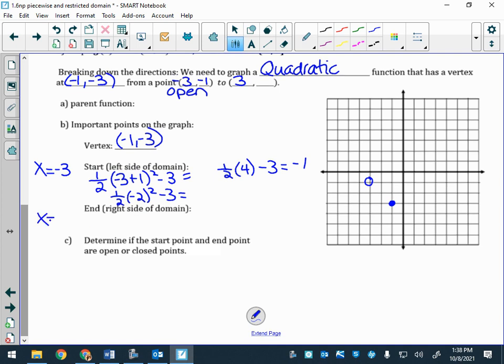X equals 3. I'm just going to write it out. What is our corresponding y value? Louise? 5. So at 3, 5, is that going to be open or closed? Go ahead. Closed.